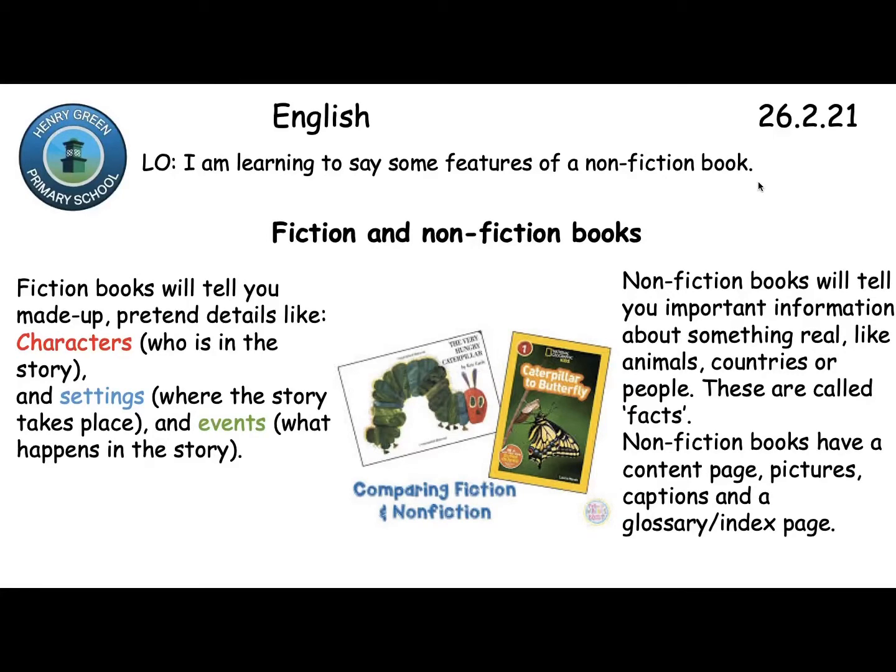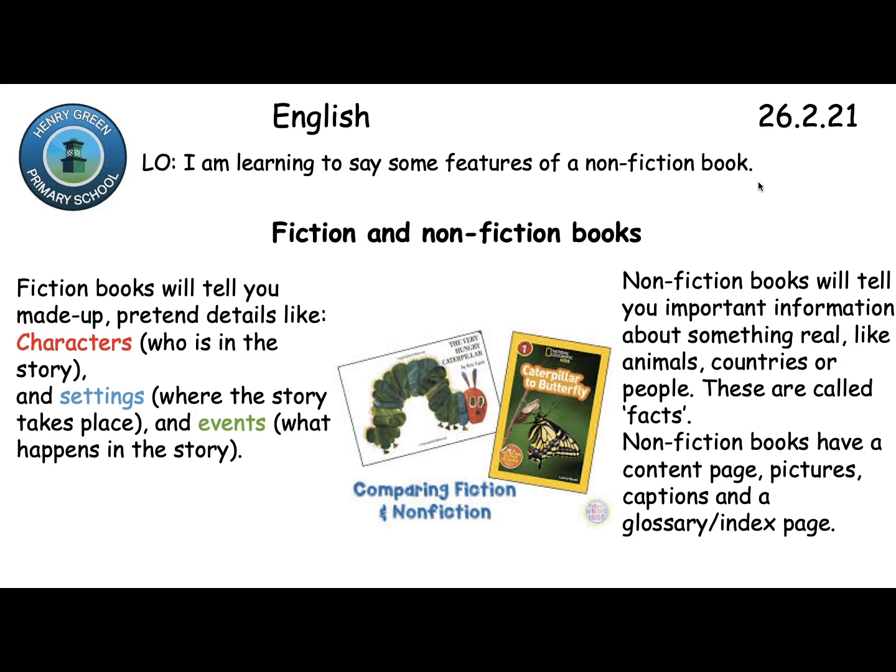Reception. Today for literacy, you will be learning about some of the features of a non-fiction book. Can anyone tell me what a fiction and non-fiction book is? Have a little think. You have some pictures to help you. Okay, fiction and non-fiction books.